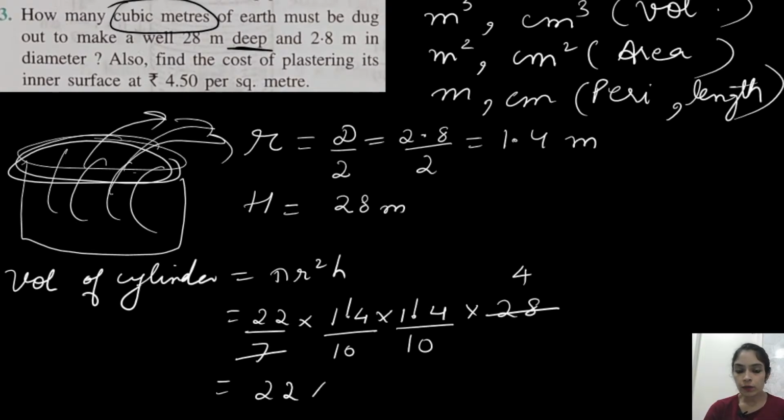So 22 into 14 into 14 into 4. Just multiply it and tell me the answer, divided by 100, since here also by 10 and here also by 10. Okay, you can tell me its answer. Someone has already given the answer, 172 point. Is it correct? I want maximum students to share the answer so that our answers don't go wrong.